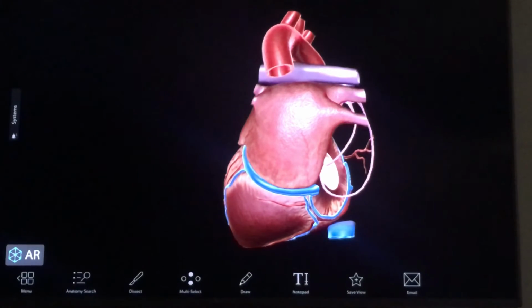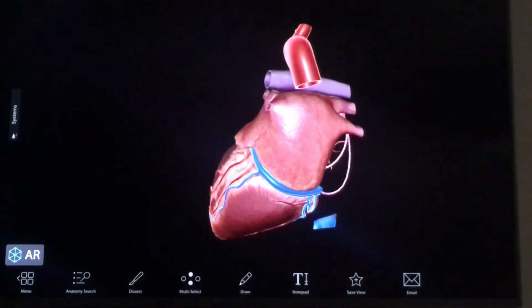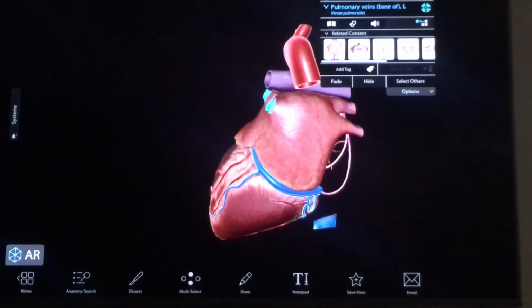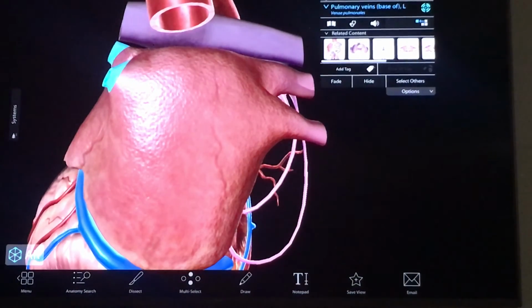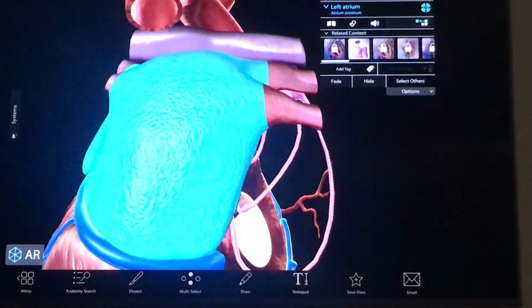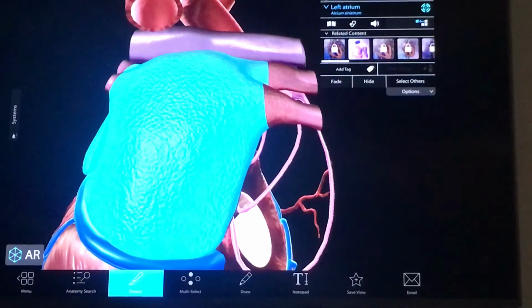These two over here, if I can highlight them, having trouble highlighting them. There we go. Those two pulmonary veins come back to the left atrium from the left lung. Okay? So the left atrium is here, and then it's going to pump blood down into the left ventricle. Now let me show you what the left ventricle looks like, but let me cut this away.